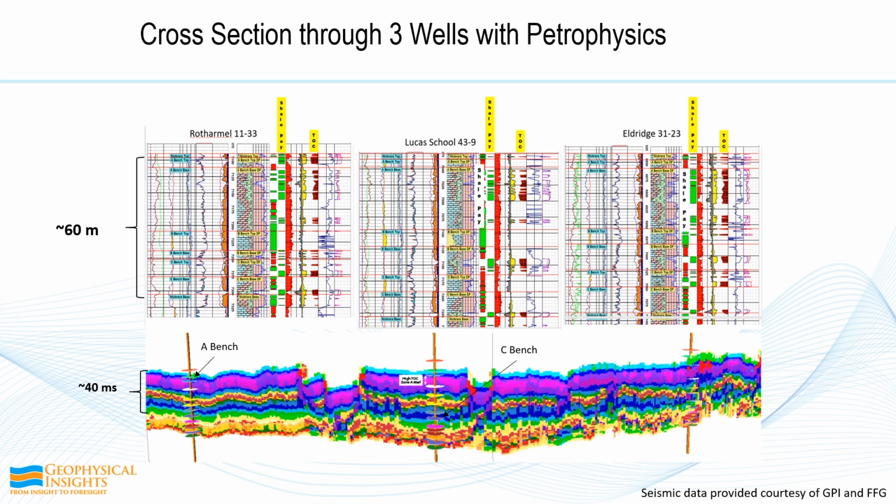This is a cross-section showing 3 of the wells with the full petrophysical panel up above, and we have about a 60-meter interval here, which is the Niobrara, top to base. On the SOM, that corresponds to about 40 of our 50 to 60 milliseconds, and is shown here. Again, this is the well we showed in the previous slide, the Rothermel 1133.